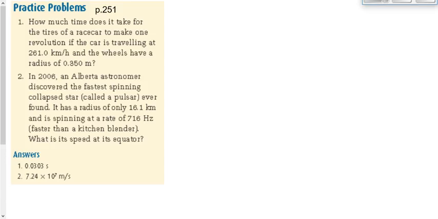So look at number 2. It says, in 2006, an Alberta astronomer discovered the fastest spinning collapsed star called a pulsar ever found. It has a radius of only 16.1 kilometers. Think about that. The star has a radius of 16.1 kilometers, which means its diameter, one side to the other, is basically the distance of here to 3/4 of the way to downtown Calgary. Well, no, it's a little further than that.